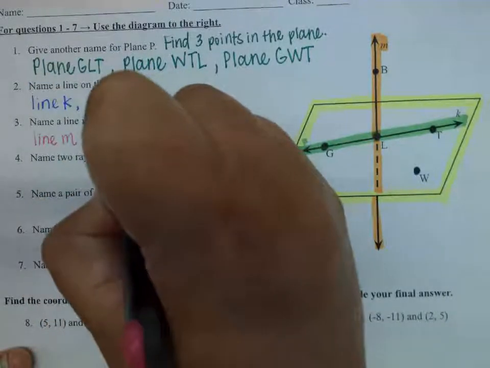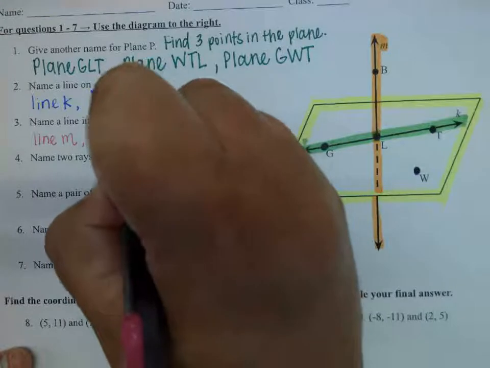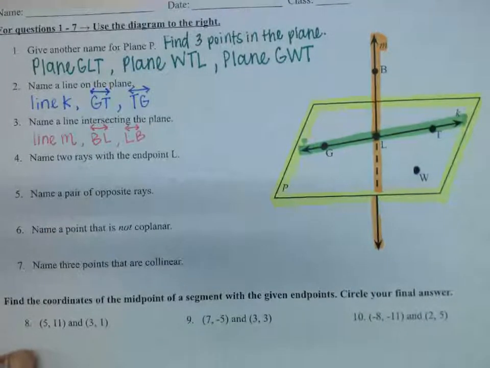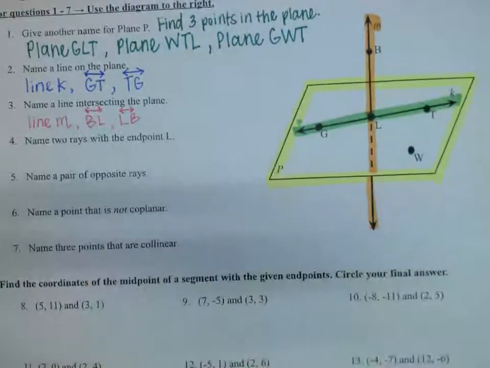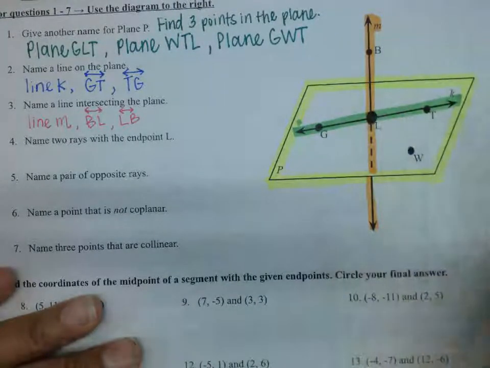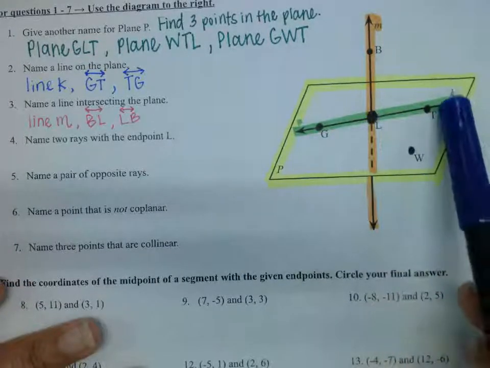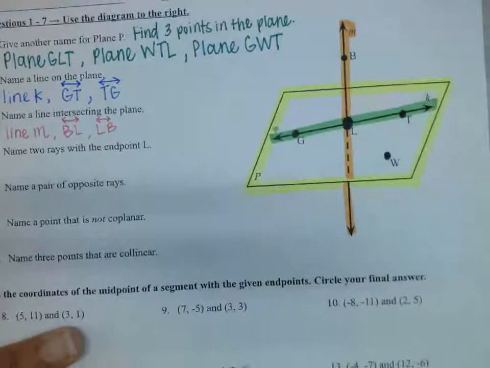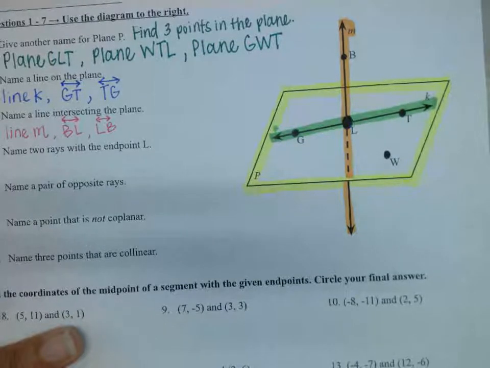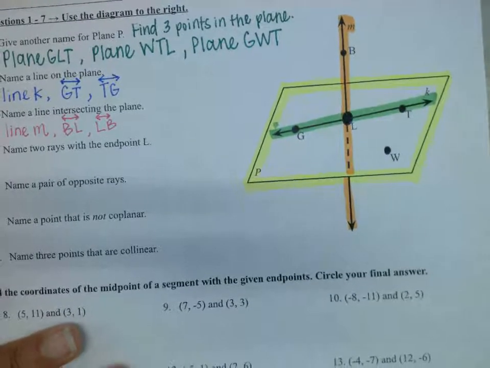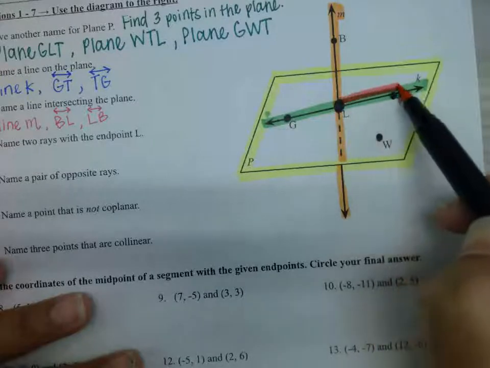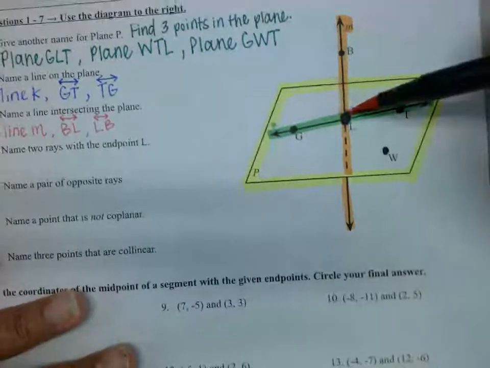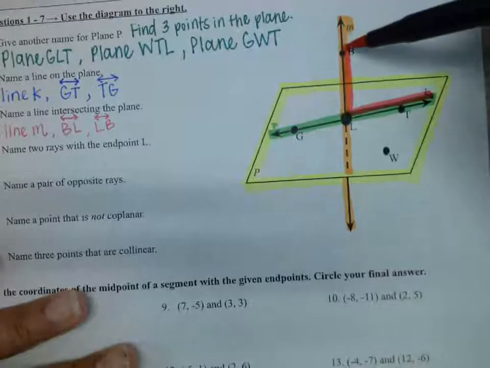Name 3 rays with the endpoint L. So go find that endpoint L. Okay, so I found L. It's right here in the middle. A ray goes from an endpoint to an arrow. So I'm going to find them right now. Let's do this one. We'll go from, here's one. From L to T is one. From L to B is another. And from L to G is another one. So that's 3, but I only needed to name.